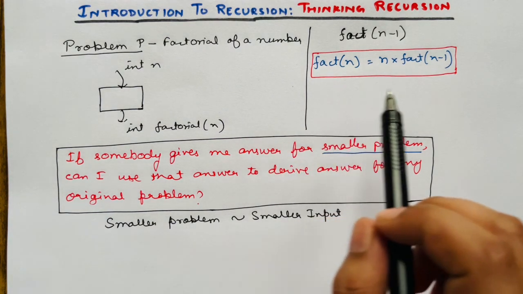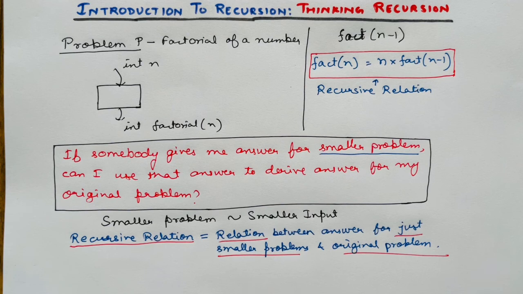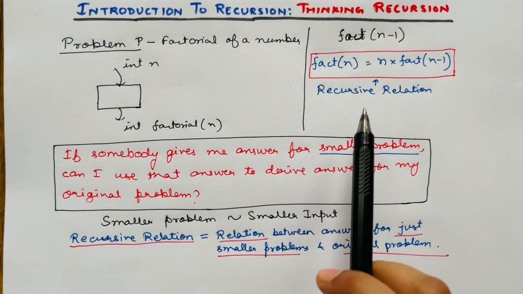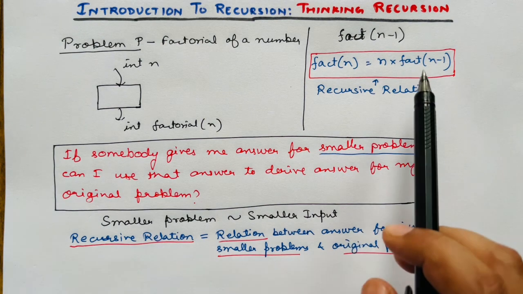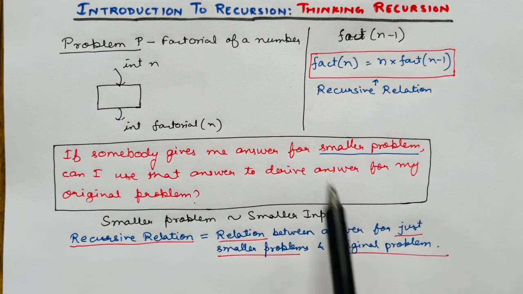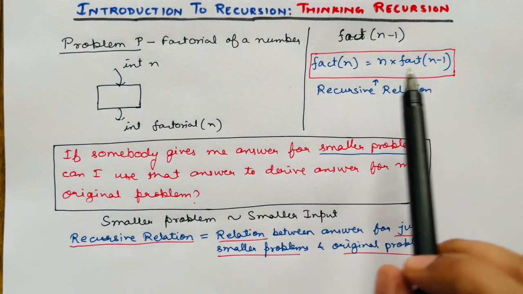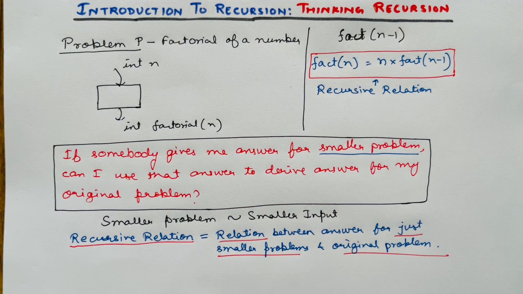Now this is called recursive relation. So what is recursive relation? Recursive relation is the relation between the answer for our just smaller problem like factorial n minus 1 and the answer for our original problem like factorial n. So whenever we will be solving any question that involves recursion, we will have to derive something called a recursive relation. Once we derive that, writing the algorithm is very simple.